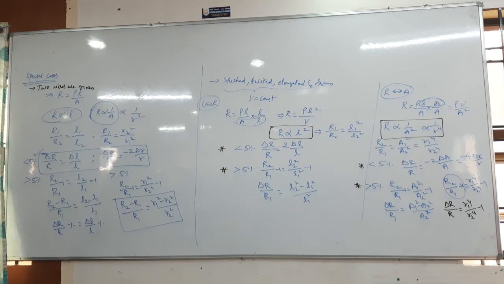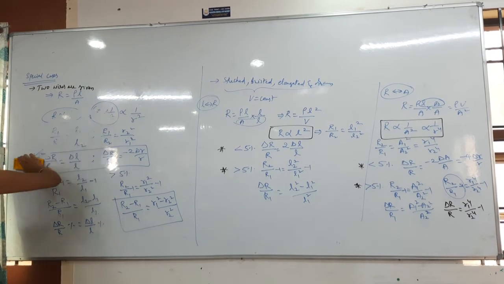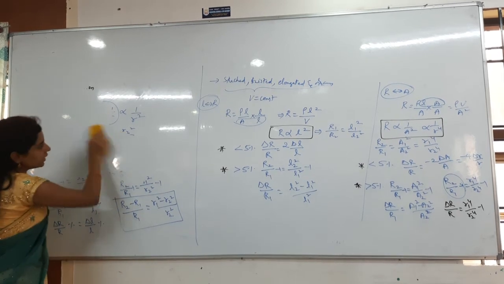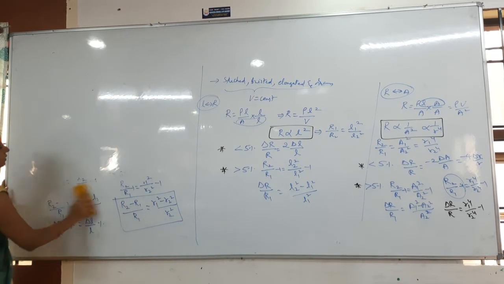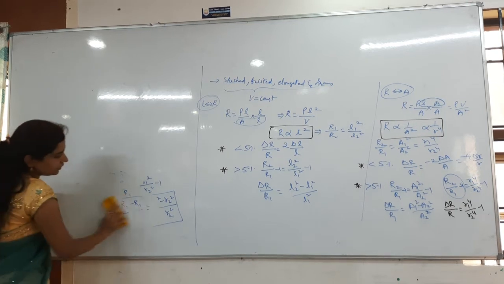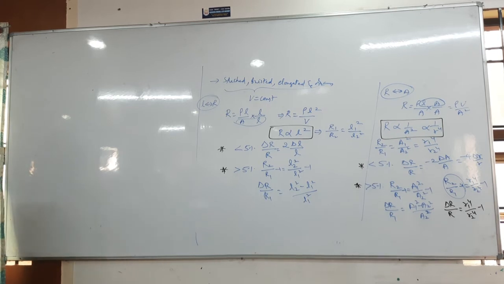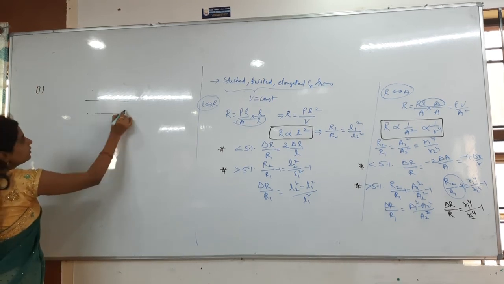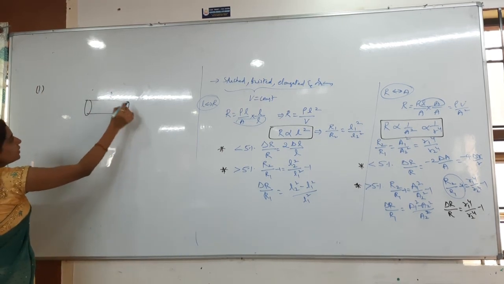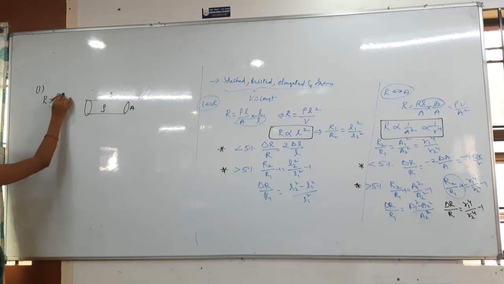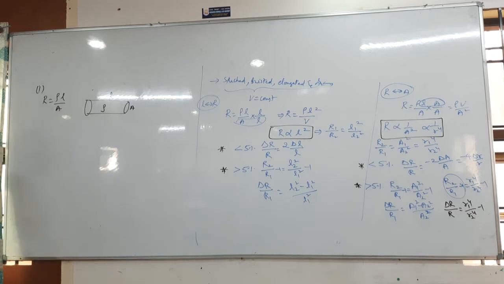Then next one is, in the case of a conductor of length L of area A, what is the resistance? In the case of a wire of length L and area A, what is the resistance? R is equal to how much? Rho L by A. If I consider that wire of length L and area A, then R is equal to, obviously resistivity is rho here, rho L by A. Everybody knows that already.